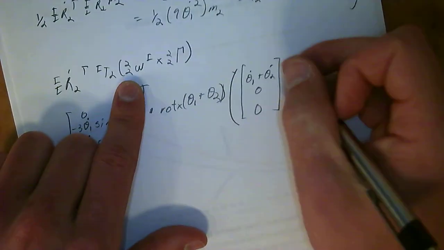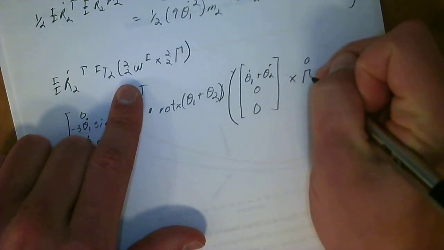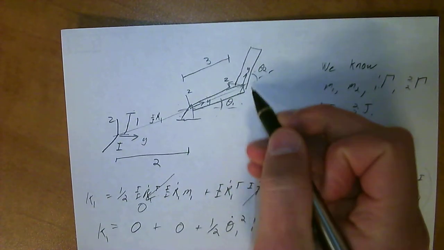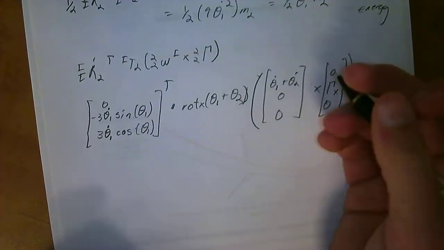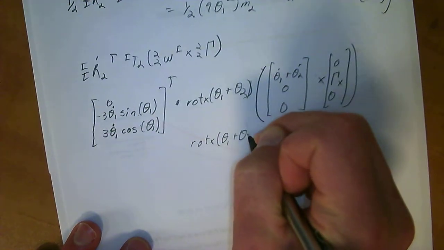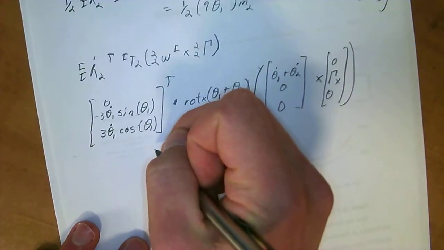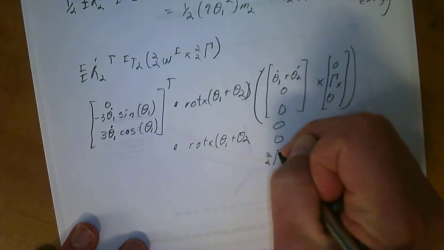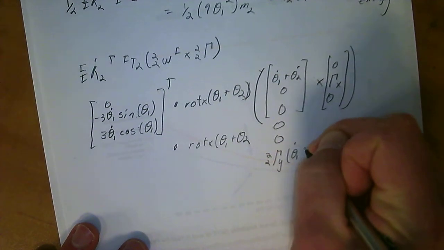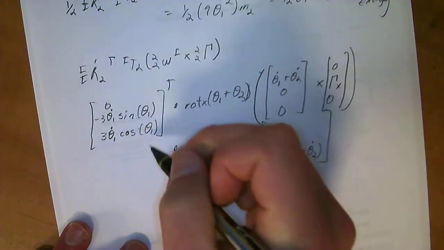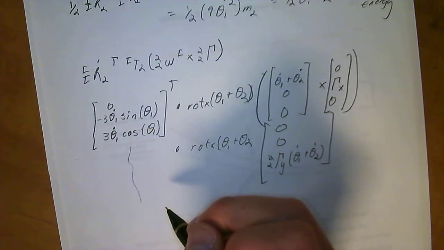Let me check something real quick. Okay, yes, 2 omega I cross 0 gamma x theta, because we only have rotation about x, remember, when you're looking at this frame. This is only a rotation about x, so all you'll have is the gamma x and jxx, that kind of thing. So then this is going to be rot x of theta 1 plus theta 2 times this thing still of 0, 0, 2 gamma y of theta 1 dot plus theta 2 dot. Just like that. This thing keeps on carrying down.